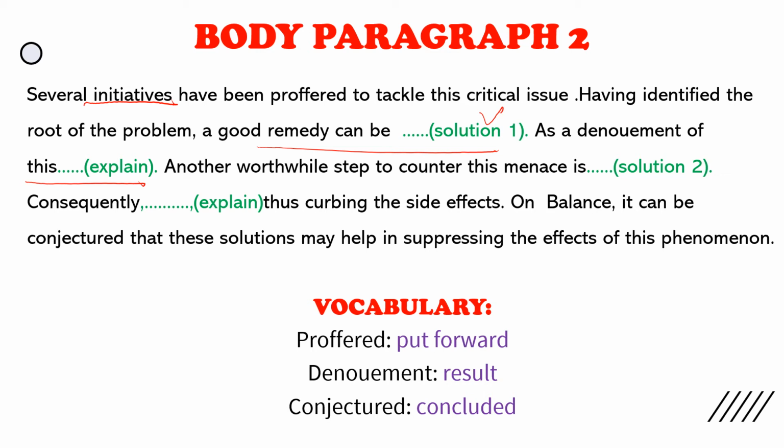On balance, now I'm going to conclude my paragraph. On balance, it can be conjectured, that means concluded, that these solutions may help in suppressing the effects of this phenomenon. So these solutions will help to reduce, to suppress the issues arising.